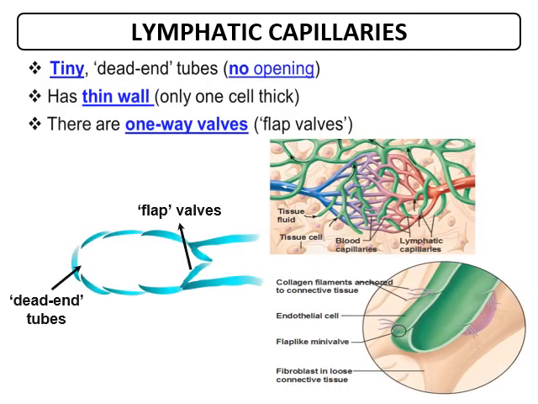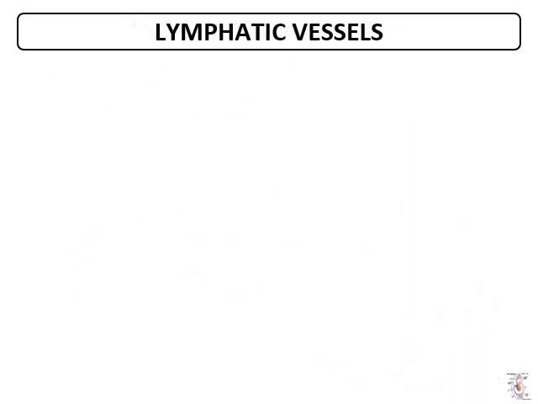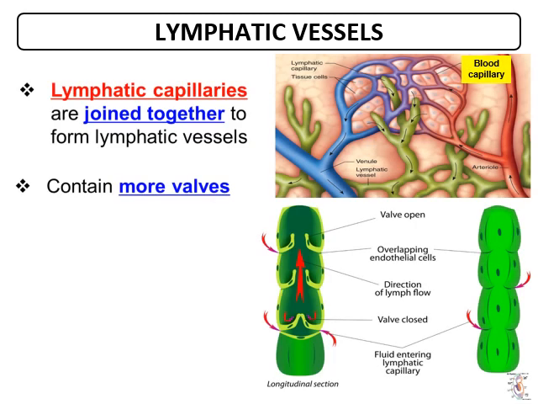Lymphatic capillaries are tiny, dead end tubes with no opening, with a thin wall only one cell thick, and there are one-way valves called flap valves. Lymphatic vessel: lymphatic capillaries are joined together to form lymphatic vessel. It resembles a vein, but unlike a vein, it has a thinner wall and contains more valves to prevent the backflow of lymphatic fluid.